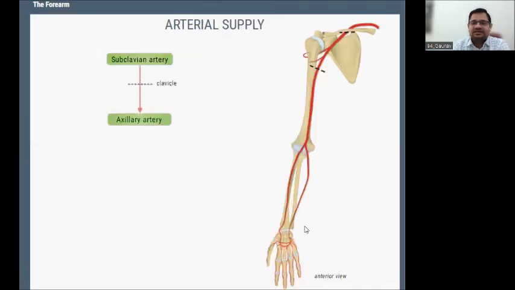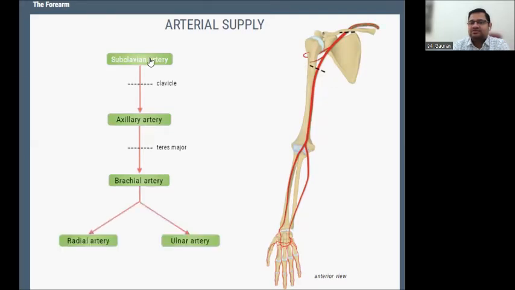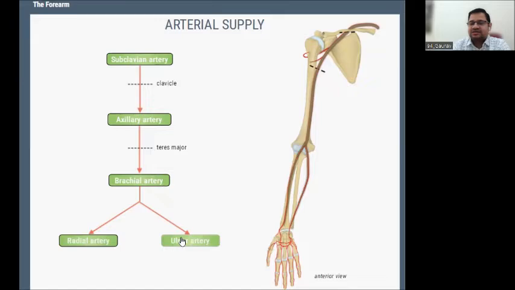If we see the arterial supply, the subclavian artery, which we know, continues as the axillary artery, and crossing teres major, it continues as the brachial artery. And the brachial artery at the elbow is divided into two parts: the radial artery and the ulnar artery, which give supply with different branches to their particular parts.